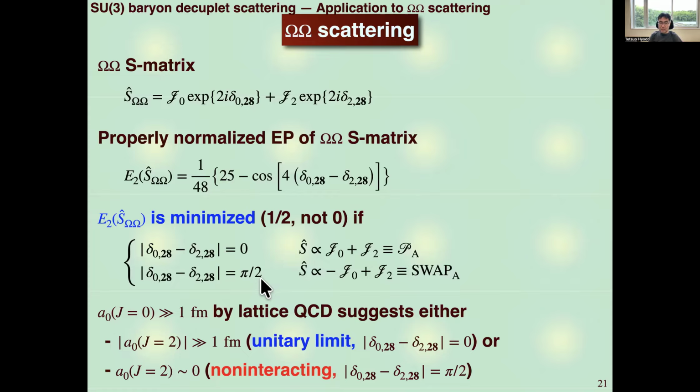The other solution is the half-pi difference. In the half-pi difference case, if one of the states is close to the unitary limit, the other channel must be close to the zero interaction limit, namely almost no interaction. Therefore, suppose that spin 0 is close to the unitary limit from lattice QCD, then the spin 2 part is regarded as almost non-interacting. So this shows us that, although at the moment we do not know any information on the spin 2 omega-omega scattering, to suppress the entanglement in the omega-omega scattering, this component must behave similarly to spin 0, or it has almost no interaction. That's the consequence that we can say for the spin 2 component of the omega-omega scattering.